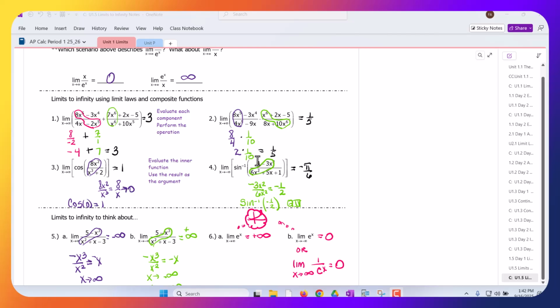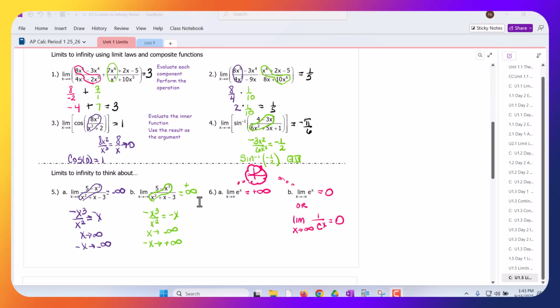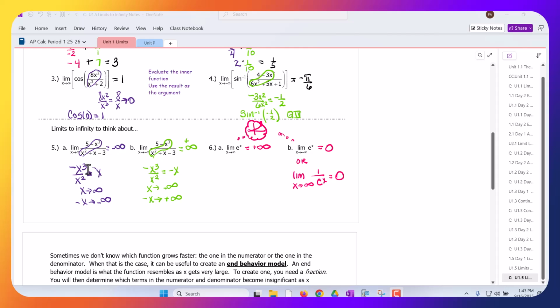We repeat that same concept here. We take our limit to infinity with our end behavior model here. So essentially this limit is the sine of negative 1/2, which is negative pi over 6, the opposite. And here we can see that I'm taking the limit to positive infinity. However, when I reduce this ratio, it's the opposite of x. So as I send x to infinity, the opposite of x would be going to negative infinity.